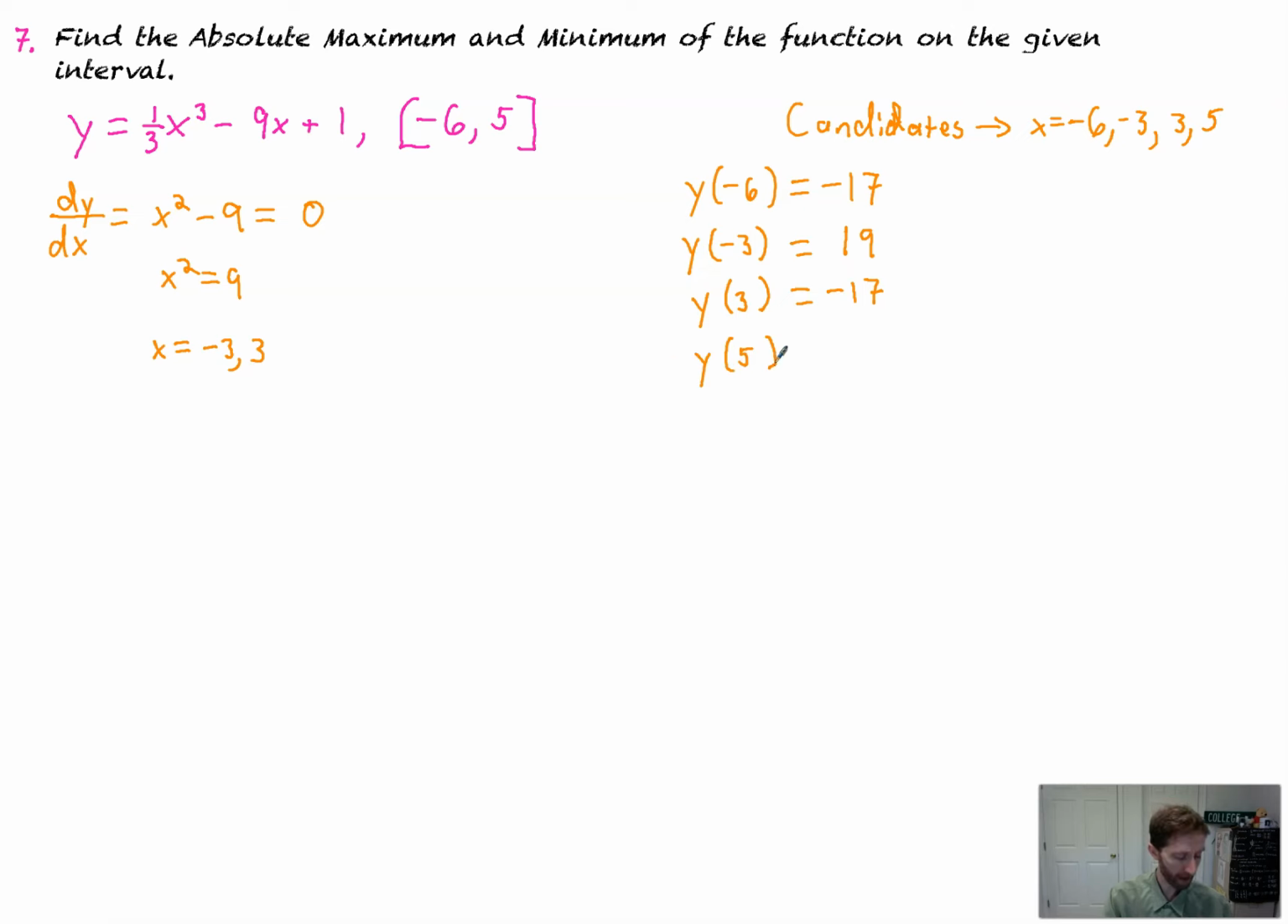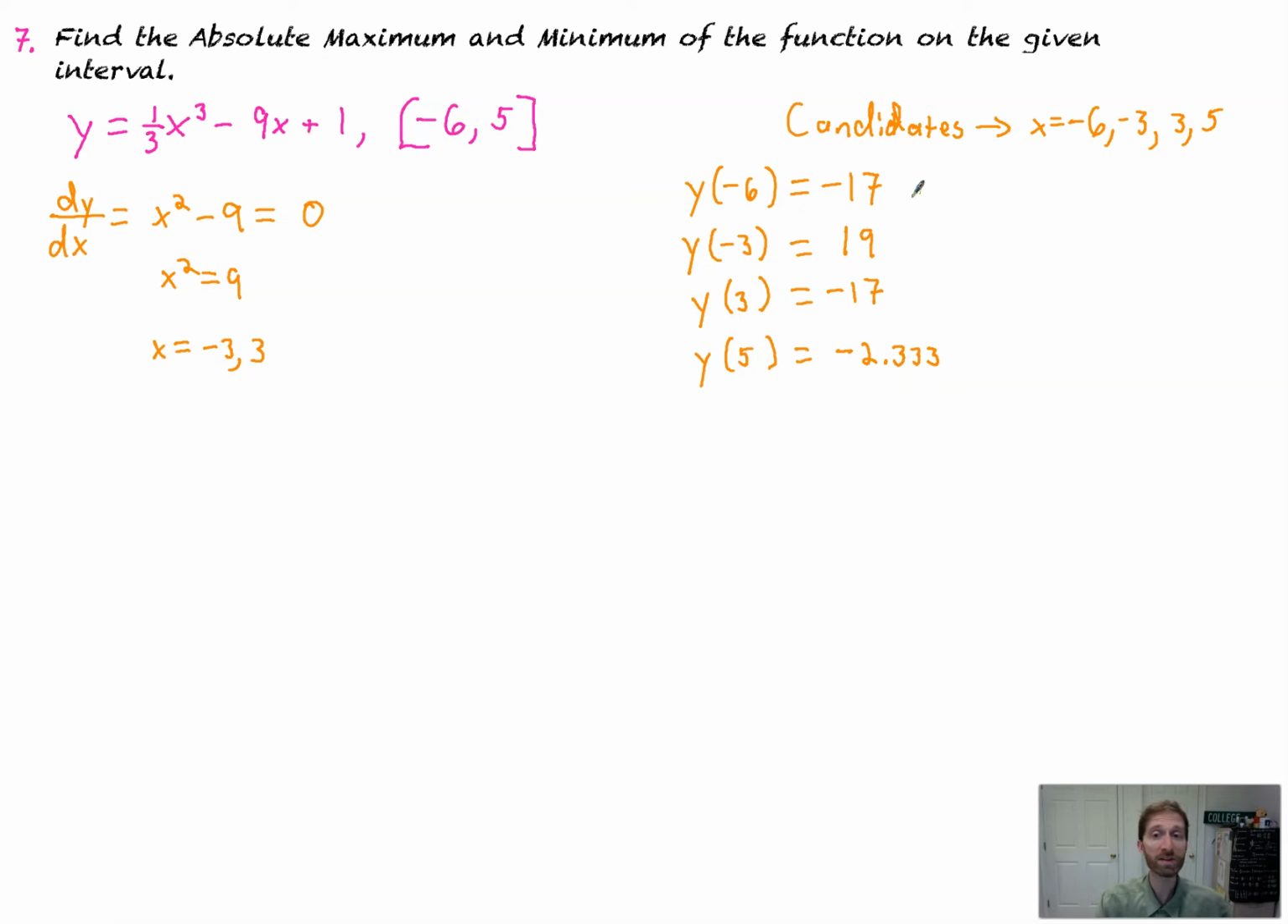And then y of 5 is -7/3, or -2 and 1/3. A lot of people don't do mixed numbers, so I'm just going to do a decimal, -2.333. 3 decimal places for the AB and BC exam, unless your teacher says otherwise. But on the AB and BC exam, that's the rule.